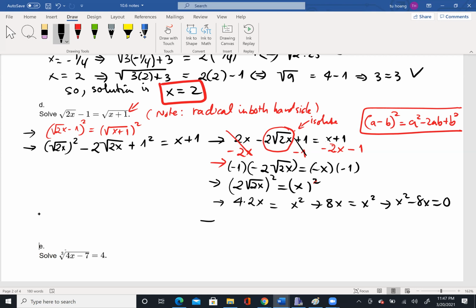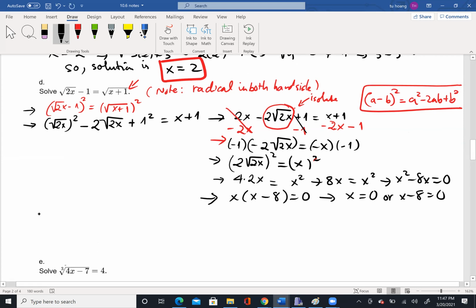And then I factor out the x, and I have x times (x minus 8) equal to 0. So I can now apply the zero factor property to solve this problem. It gives me x equals 0 or x minus 8 equals 0. So then I have x equals 0 or x equals 8. So these may be the answers, but they may not be the solutions, so we need to check.